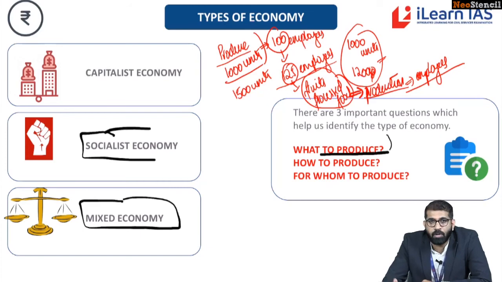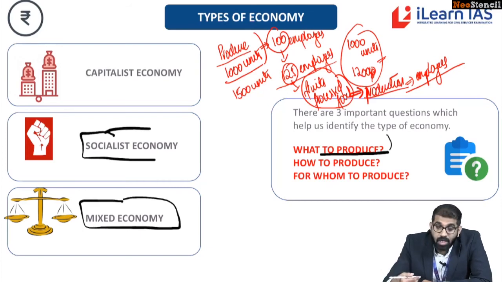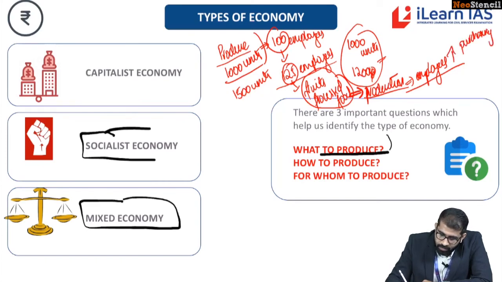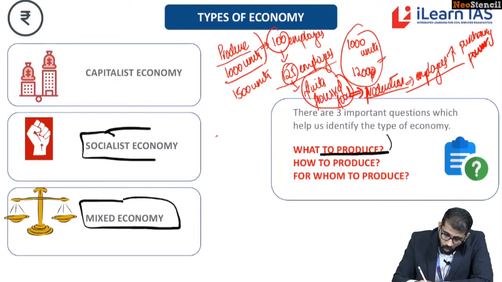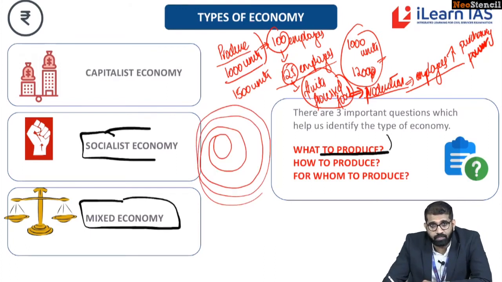When they are employing more people, that will also lead to a situation whereby these people will increase their purchasing power, their income, right? Now they also start demanding more. Now this is how an economy grows. This is like an upward spiral.